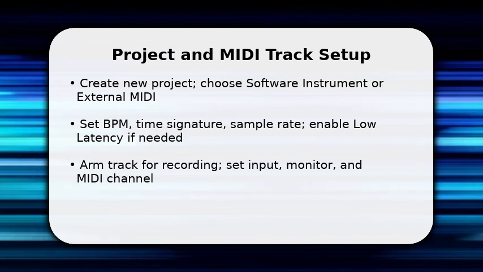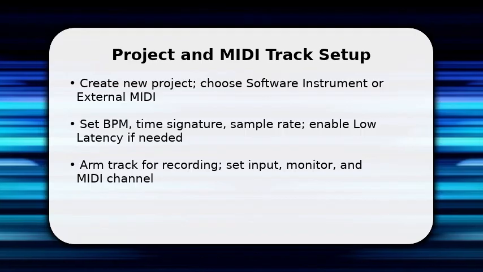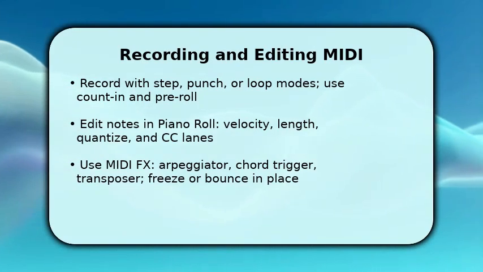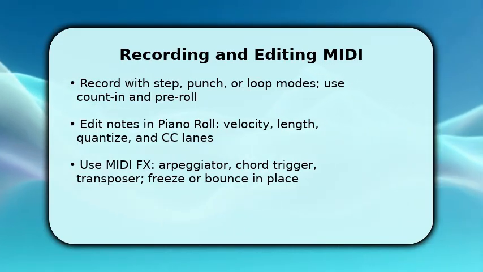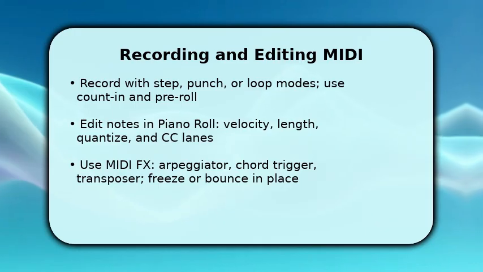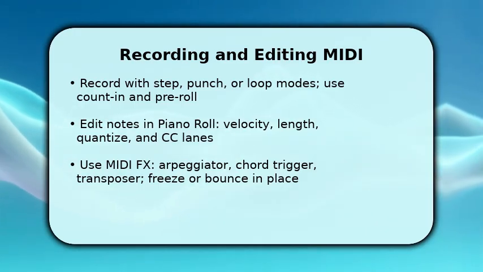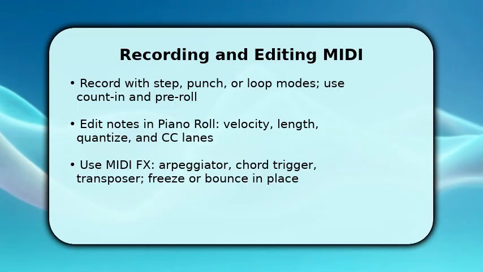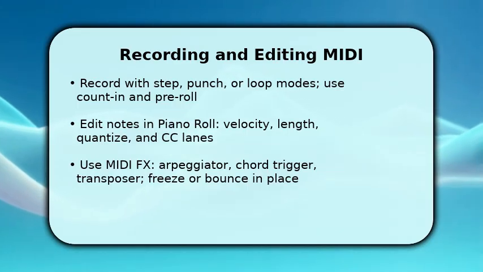Next, record using standard, punch, or loop modes. Use count-in and pre-roll to settle performance. Once captured, open the piano roll to edit note positions, lengths, and velocities. Use quantize sparingly to preserve feel. For expression, edit CC lanes like modulation and sustain. Draw automation for smooth transitions.